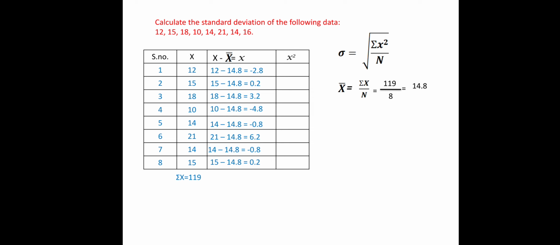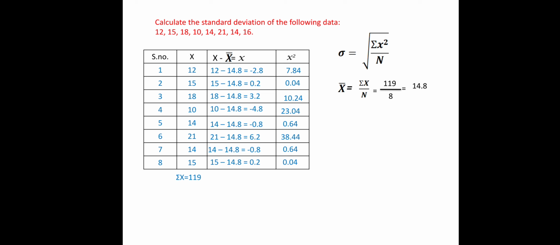So the last column is for x square, so you need to square the value of small x. So minus 0.28 square is 7.8, 0.2 square is 0.04, 3.2 square is 10.24, minus 4.8 square is 23.04, minus 0.8 square is 0.64, 6.2 square is 38.44, minus 0.8 square is 0.64, and lastly 0.2 square is 0.04. Now we got the value of x square also.